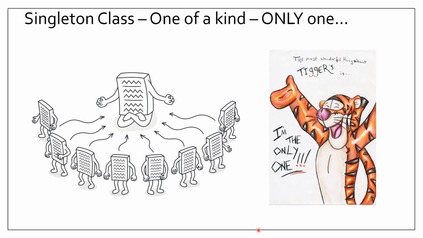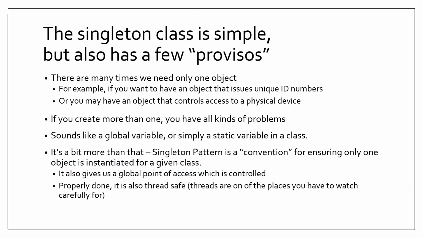So let's take a quick look at singleton here. Oop, I got to turn the laser off to make this work. There we go. I'm going to put the laser back on so I can point with it. All right. So the singleton class is very, very simple. You're going to be quite happy with how easy it is to create singletons, but it does come with a few provisos, limitations, warnings. There are a lot of times when we only need one object in something.